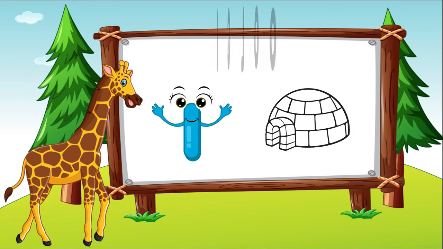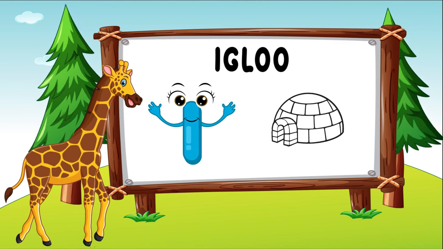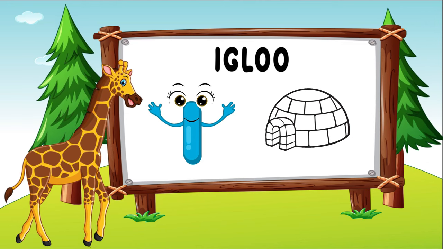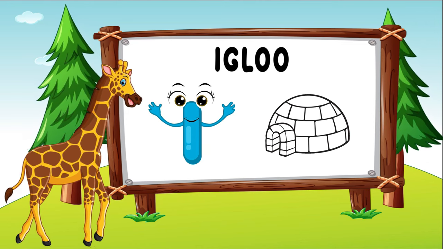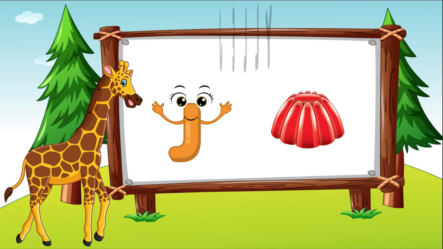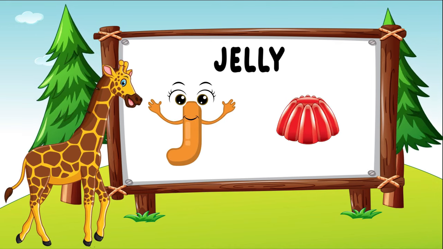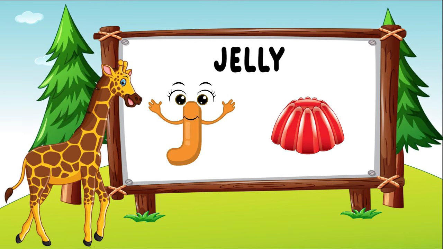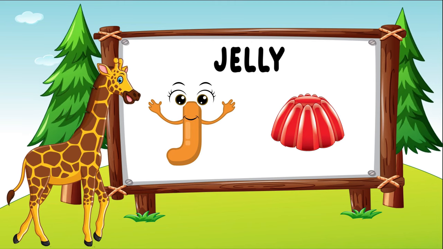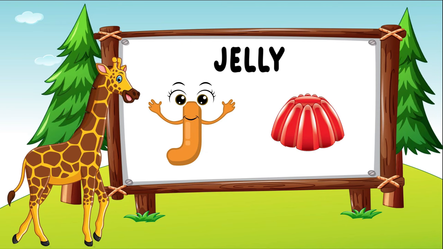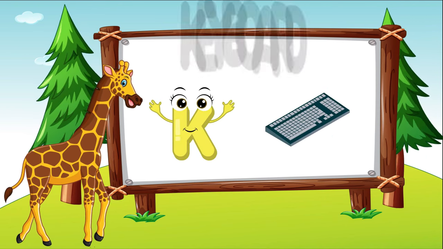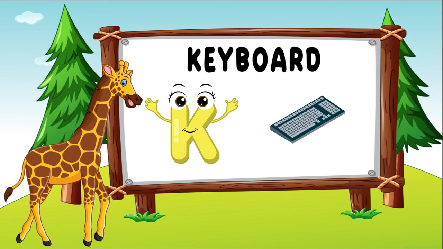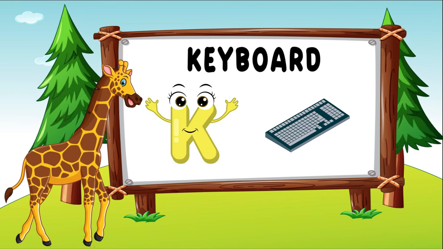I is for igloo. I, I, igloo. J is for jelly. J, J, jelly. K is for keyboard. K, K, keyboard.